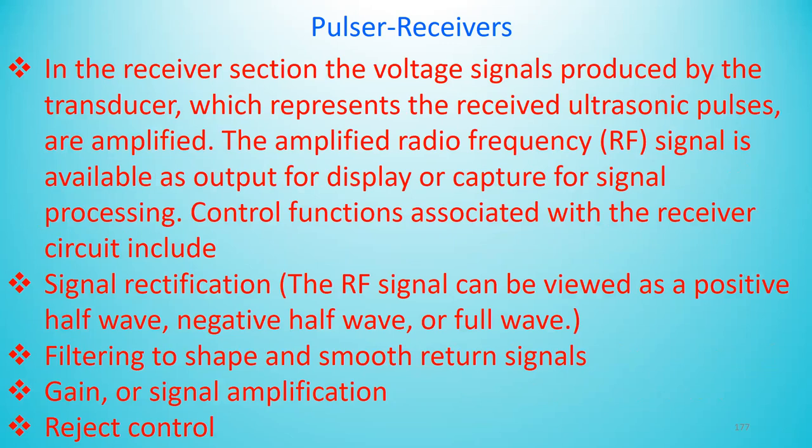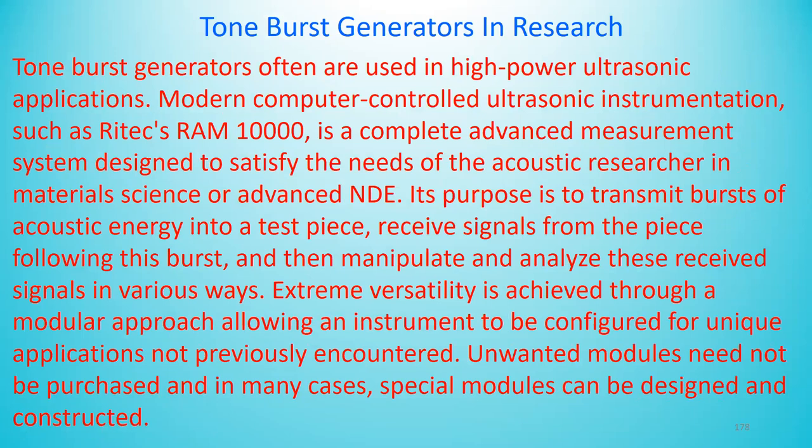In the receiver section, the voltage signal produced by the transducer, which represents the received ultrasonic pulse, is amplified. The amplified radio frequency signal is available as output for display or capture for signal processing. Signal rectification: the RF signal can be viewed as a positive half wave, negative half wave, or full wave. Other controls include filtering to shape and smooth return signals, gain or signal amplification, reject control, and a tone burst generator.